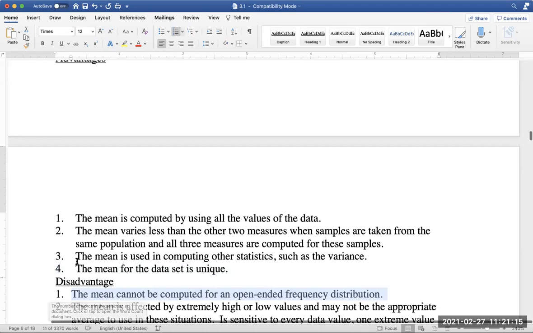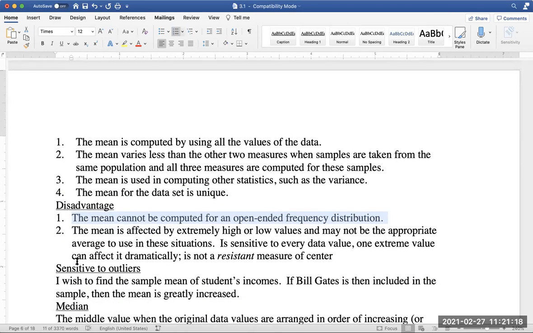Disadvantage: the mean cannot be used for open-ended frequencies. If you remember, an open-ended frequency was when we had an outlier, and we couldn't put all of our data into a frequency distribution with equal class width, unless the distribution would look really horrible because it was distorted by that outlier. So instead, we said the biggest class was some number and above, or for the lowest class, some number and below.